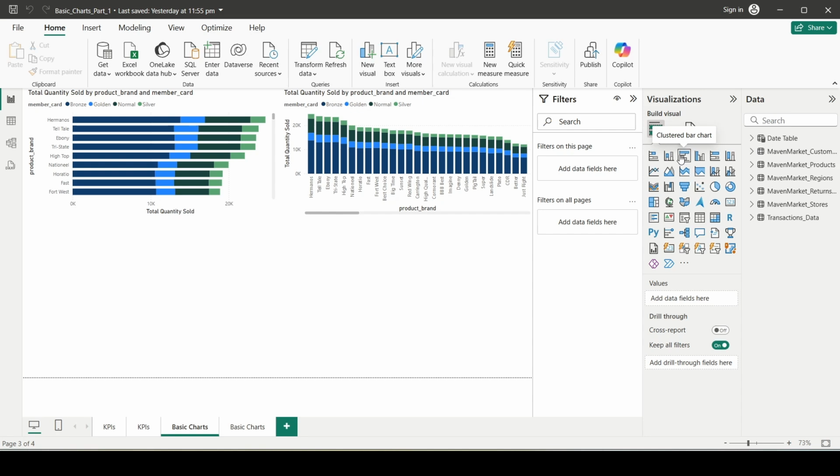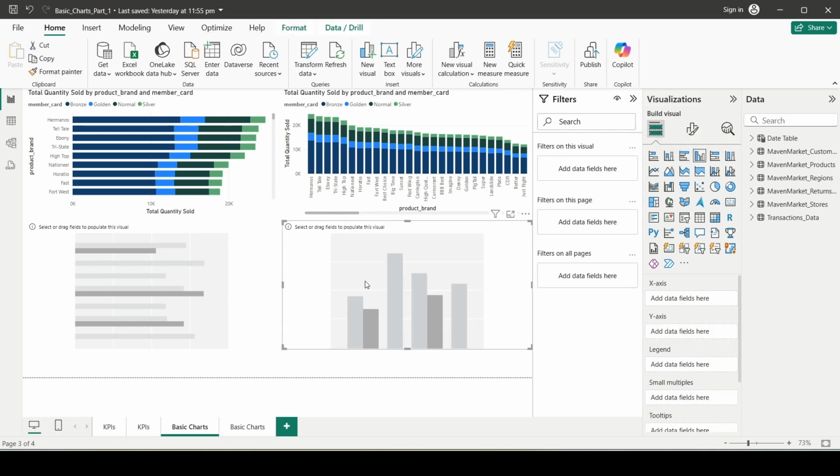The third chart in the visualization pane is the clustered bar chart. Click on it. And the fourth chart is the clustered column chart. Click on it. So what is a clustered column chart? A clustered column chart is similar to a stacked column chart, but instead of stacking values on top of each other, each category is placed side by side for a clear comparison.